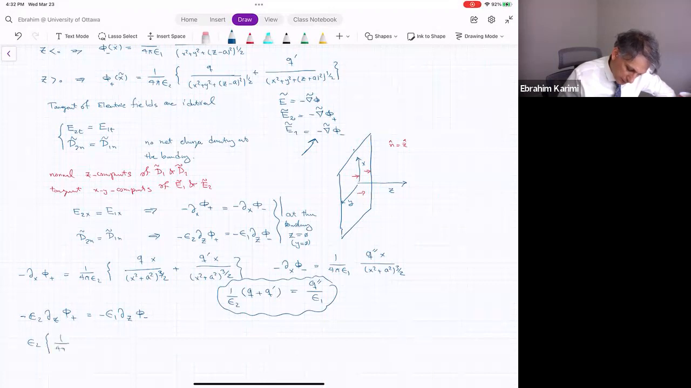That will be 1 divided by 4 pi epsilon 0, epsilon 2. Then we have q multiplied by z minus a divided by the denominator, which is x squared. And we are assuming z equal to 0, then that will be minus a divided by x squared plus a squared to the power of 3 divided by 2. Then we do have the second term, which is plus q prime a divided by x squared plus a squared to the power of 3 divided by 2.